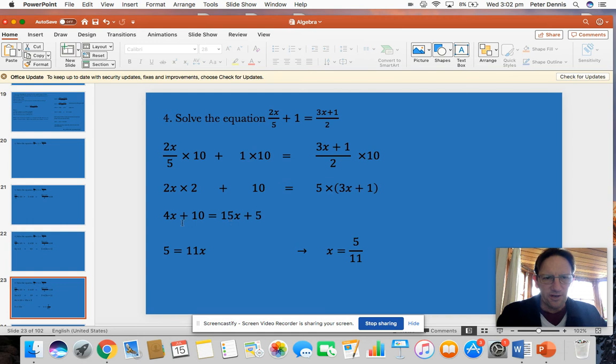And then I've just got to solve. So I would take the 4x over. This is 15x minus 4x, which becomes 11x. This is plus 10. This is plus 5. So when I take this plus 5 over, it becomes minus 5. 10 minus 5 is 5.